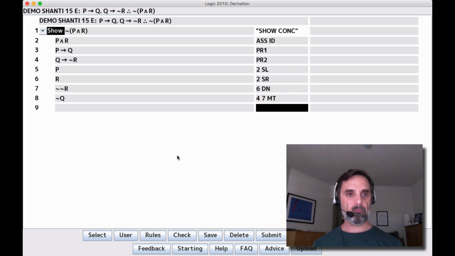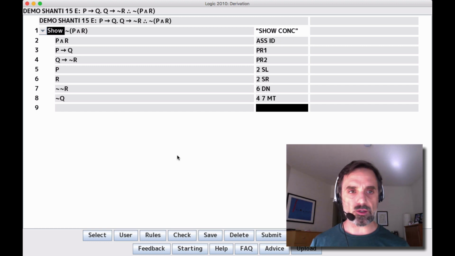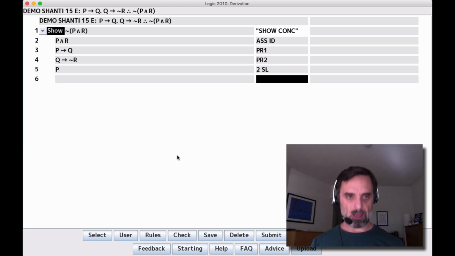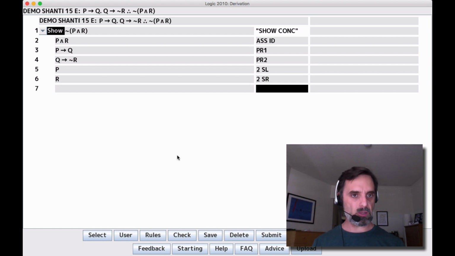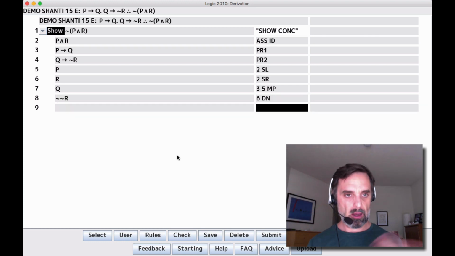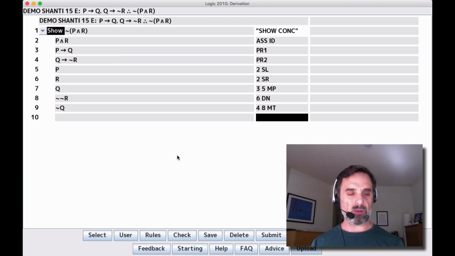Have not Q. Oh, I deleted too much. Whoops. Let's try that again. Okay, so we had P and we had R, and then we had done modus ponens 3, 5. There, good. Sorry. So now let's use 6 with 4. So we say 6 DN, and then we say 4, 8 MT, and we get not Q.